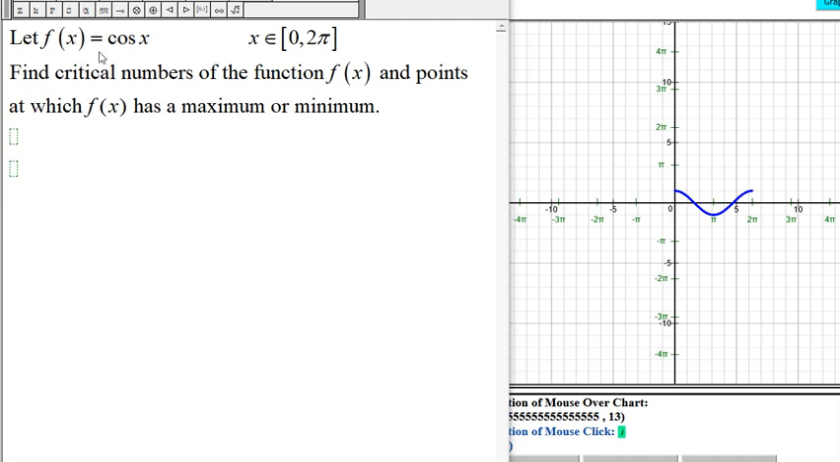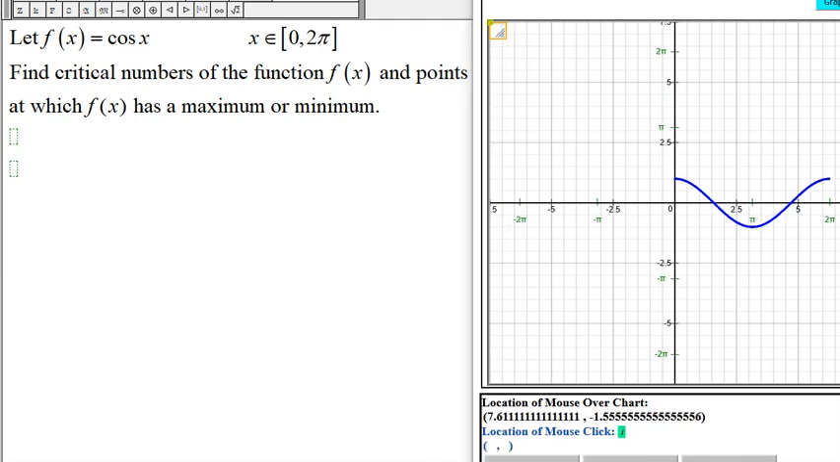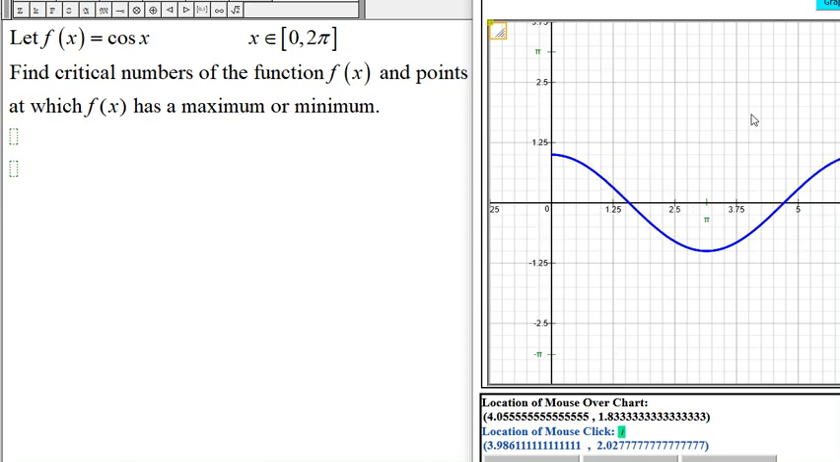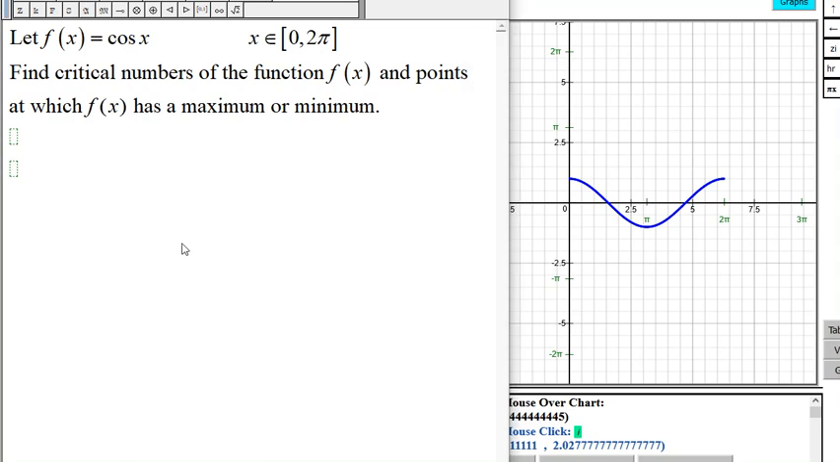Here we have the function f of x equal to cosine of x, and this time we want to restrict x to be between 0 and 2 pi. And this is what the graph looks like between 0 and 2 pi. And so we want to find the critical points and maximum and minimum.